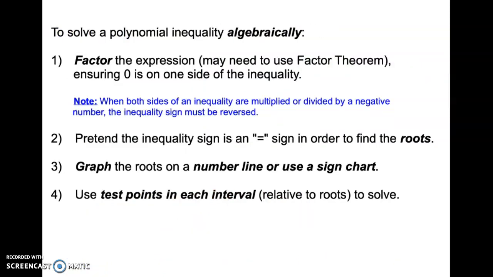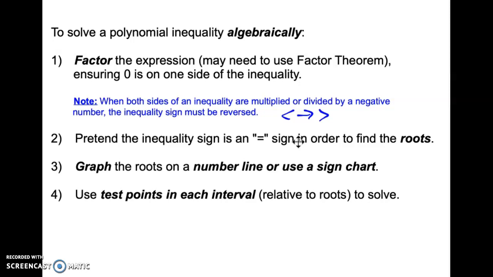To solve a polynomial inequality algebraically, first we will factor the expression, ensuring that one side of the inequality is equal to 0. Note, when both sides of the inequality are multiplied or divided by a negative number, the inequality actually switches. So if the inequality used to be a less than sign, if you divide or multiply by a negative number, it would switch to a greater than sign. And vice versa is true. If it was greater than, it would switch to a less than.